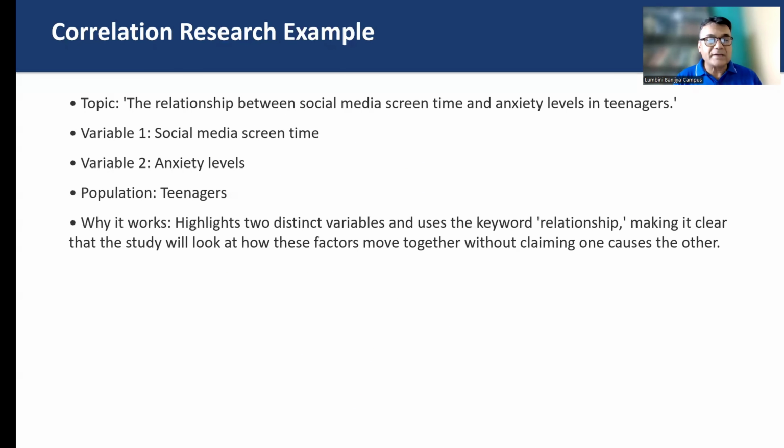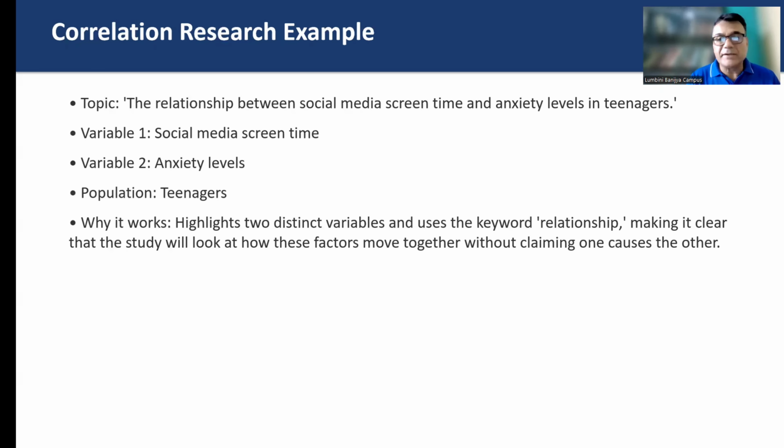And how it works: it highlights two distinct variables and uses the keyword relationship, making it clear that the study will look at how these factors move together without claiming one causes the other. That means there is no independent variable, no dependent variable, just these two variables. Social media screen time is one variable, and anxiety level among teenagers is the second variable, and we want to measure the relationship.